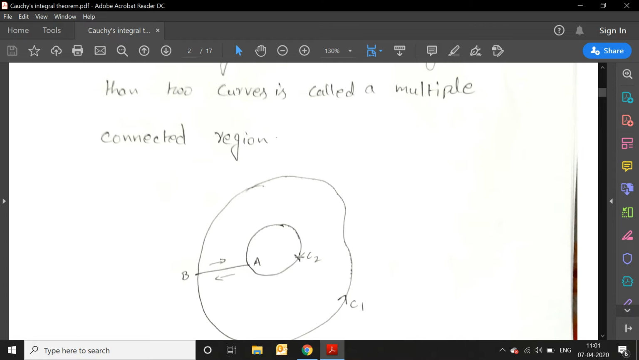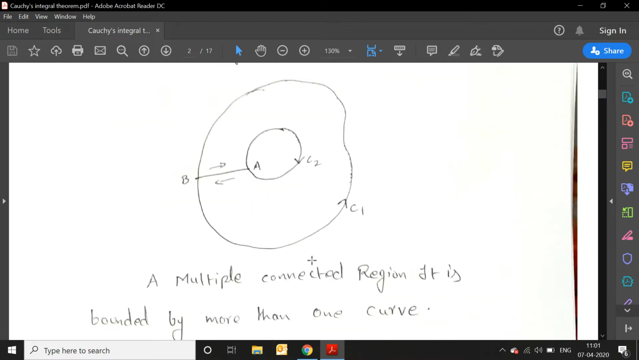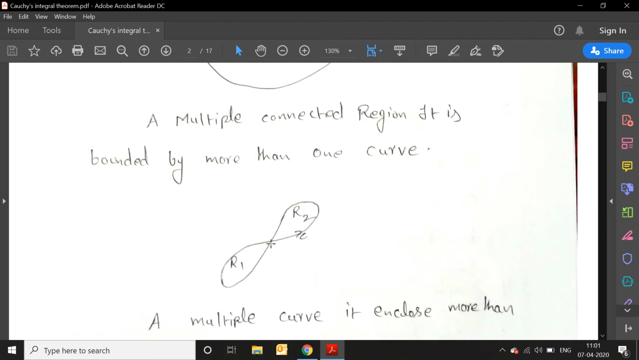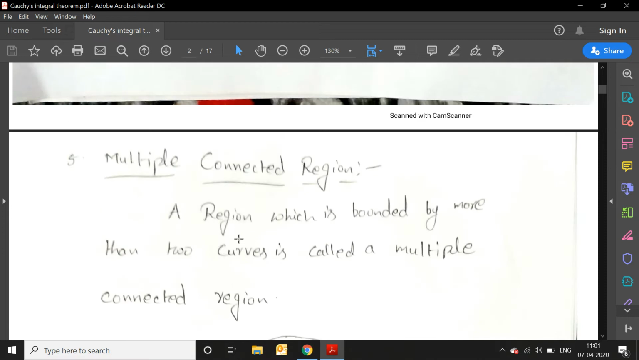This is the region, this is also one of the regions, and C1, C2 are the curves. And here also the curve C is only one single curve, but the regions are two, R1 and R2. This type of curves are called multiple connected regions.